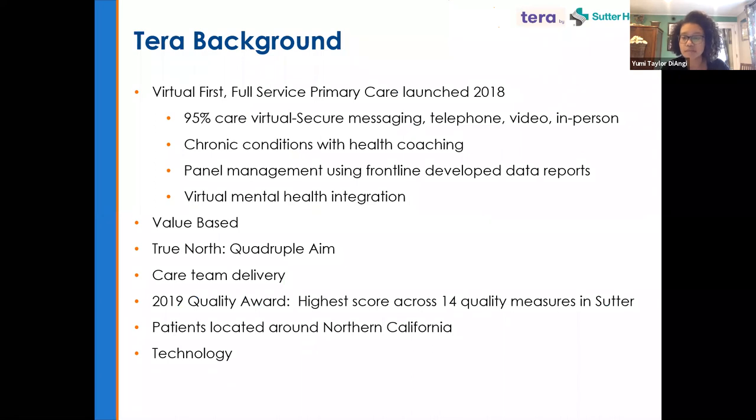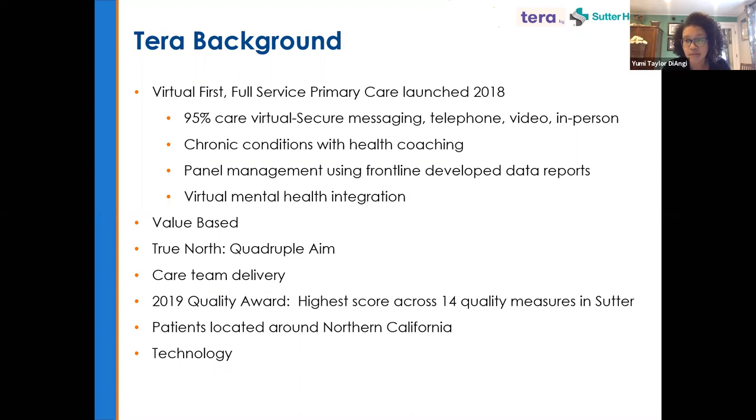So through secure messaging through the patient portal, telephone, video, and then when we need in-person visits. We manage chronic conditions utilizing health coaching. We also do heavy panel management, specifically utilization management and closing care gaps, particularly using frontline developed data reports. And we've had a heavy focus on mental health integration and making that virtual access for patients, particularly talk therapy. We are value-based, and all of our population is currently in an alternative payment model, which has given us flexibility to explore virtual outreach to patients and care.